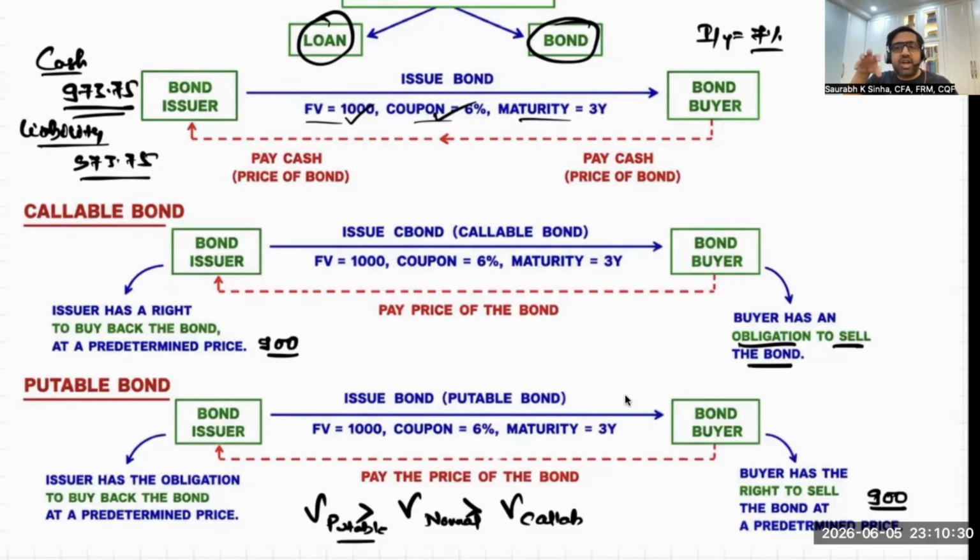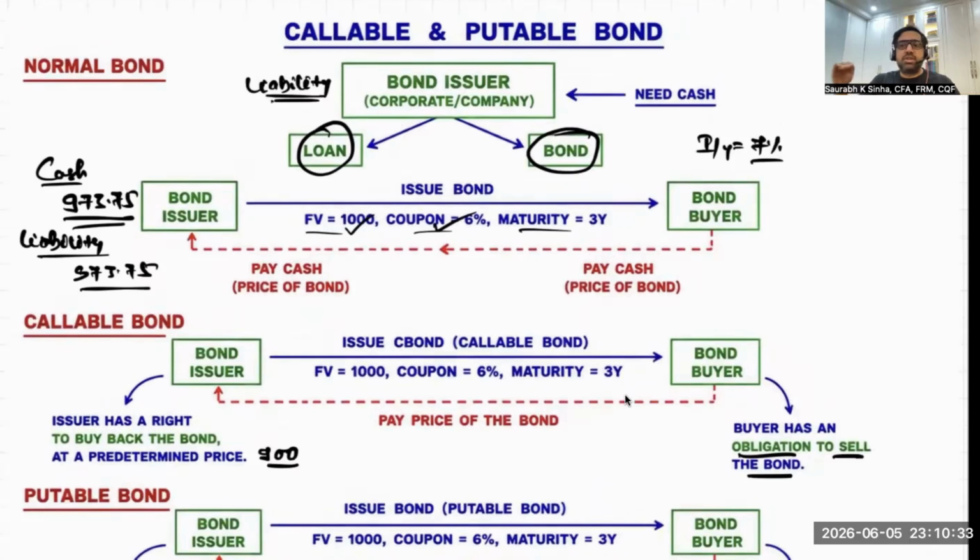So this was the introduction of callable bond and puttable bond, or you can say that this was the introduction of optionality into the fixed income series. In the next sessions, we'll try to understand how the callable bond and puttable bond convexity get impacted. Okay. With that, I'll pause here.